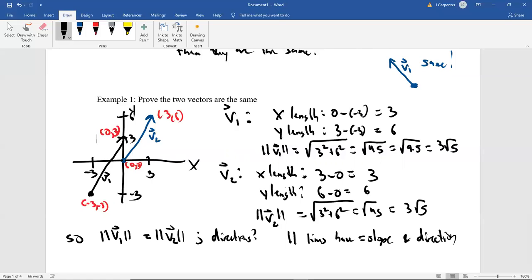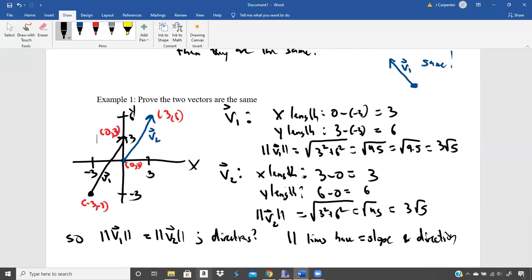Now, if one vector is pointing up and right and the other is pointing down and left, they might be parallel lines, but not the same vector because they're pointing opposite directions. So just be careful. Make sure your arrows are pointing the same direction.